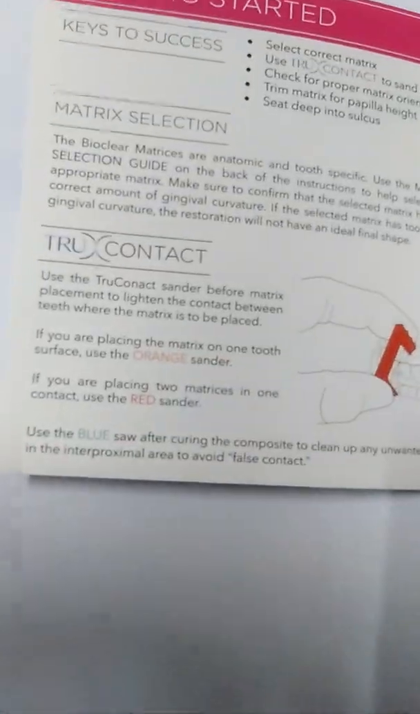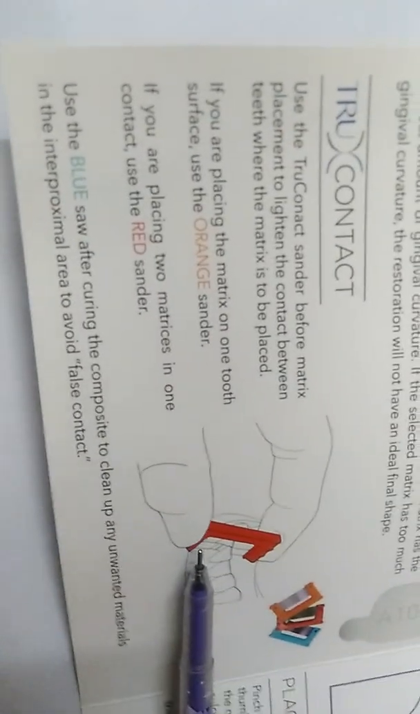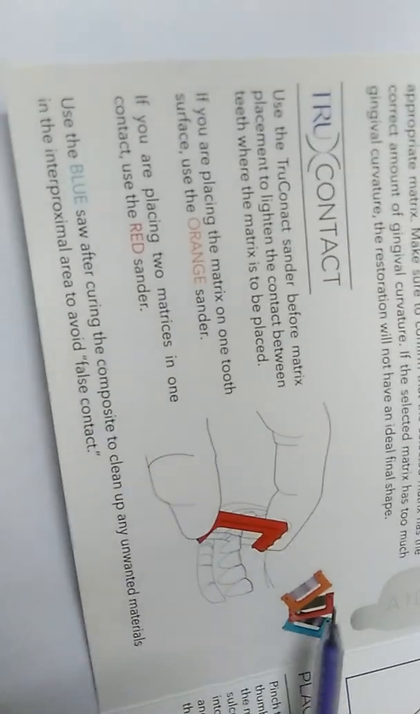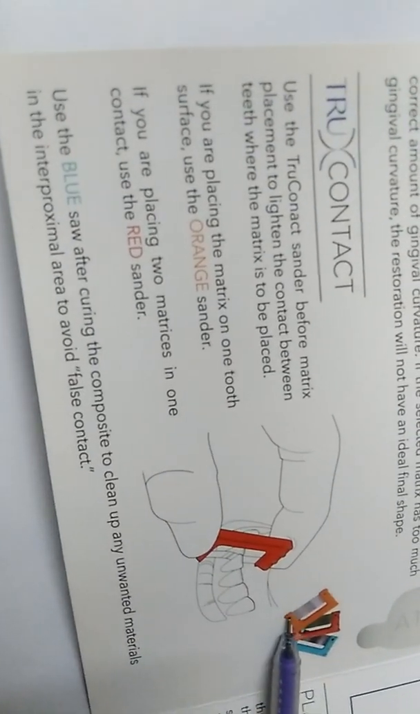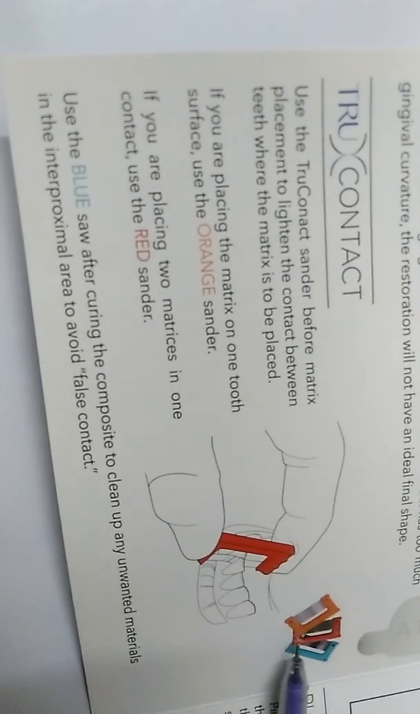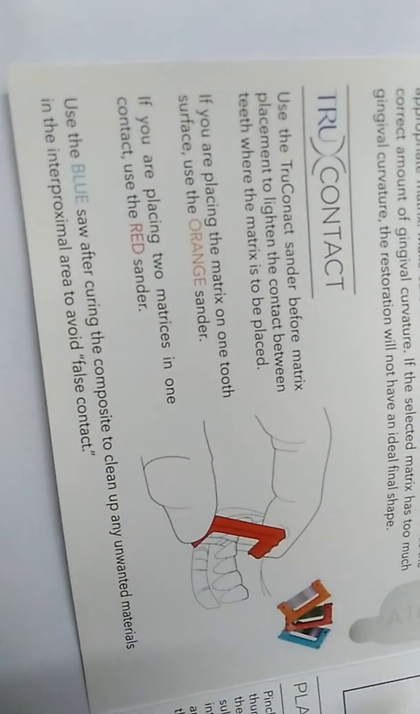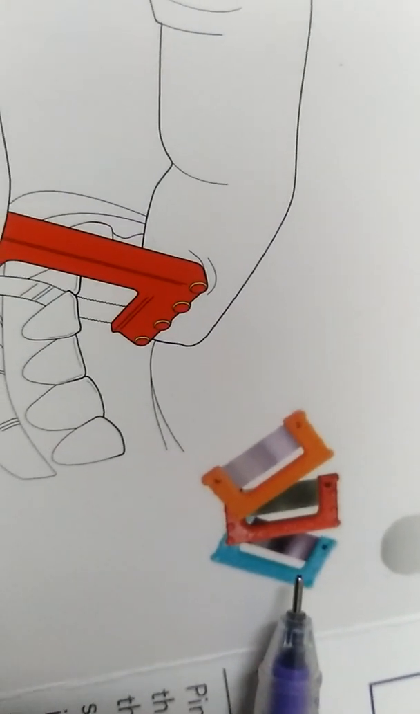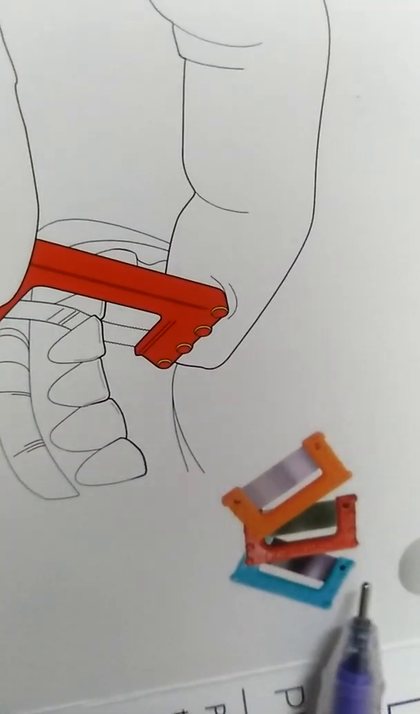Okay, now let us see about the contacts. If you want to place only one sectional matrix, then you have to use orange. If you want to place two sectional matrices, you have to check the contacts with the red. And after placing and after restoration, if you feel that any excess material is there between the matrices, then you can use this blue. Now let us see about the adjustment of the matrix.